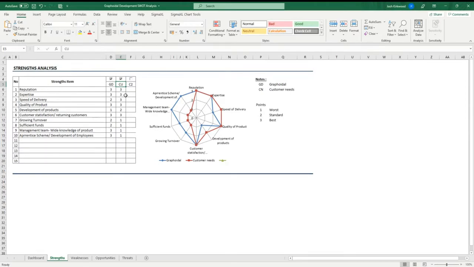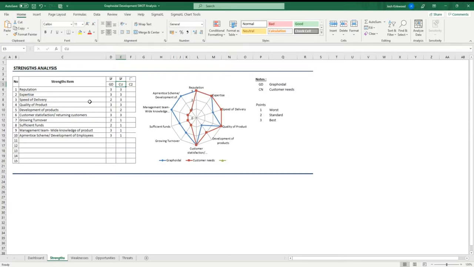So I put reputation as 3, being that's our best strength. Exercise being 3, speed of delivery being 2. I think that's standard. There's areas for improvement, but it's certainly not our worst area. Quality of product is 3, arguably the best products within the market.